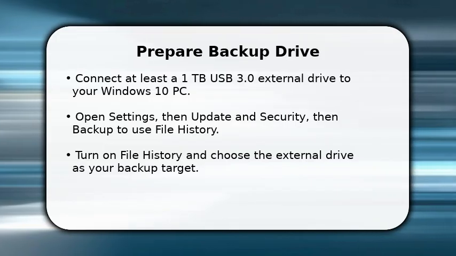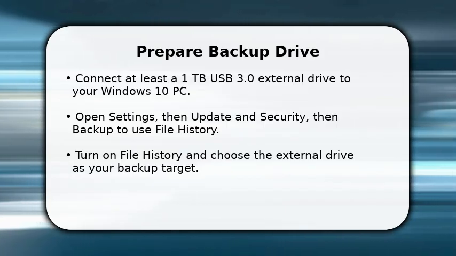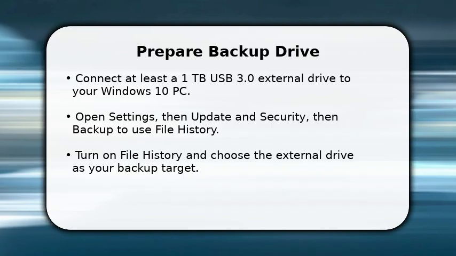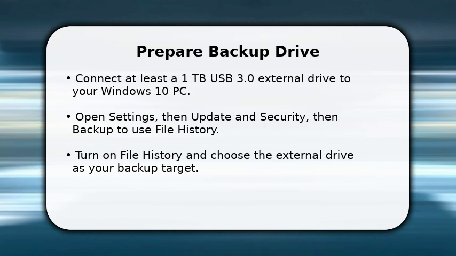Open Settings and navigate to Update and Security to access backup options. Select Backup using File History and then choose your connected external drive. Turn on File History so personal files back up automatically. Confirm that the drive shows available space and is formatted correctly for Windows use.